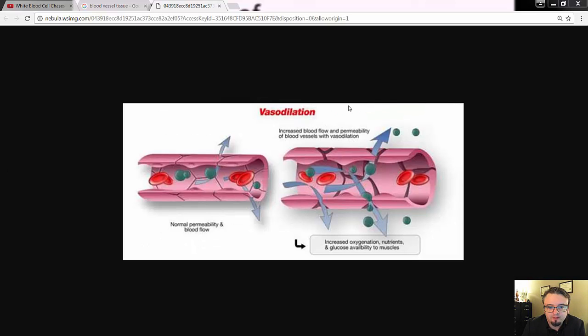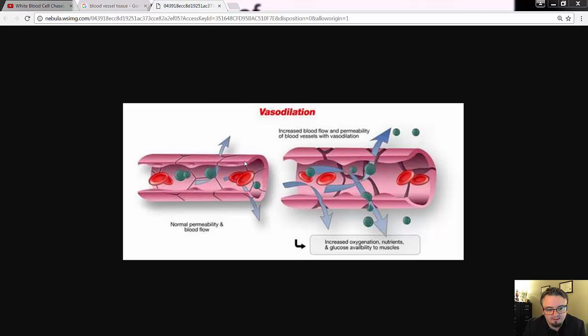So here's a figure off the web showing what this might look like. Under normal circumstances, the cells that make up the blood vessels are relatively tight, and they form a relatively watertight seal. But the vessels themselves are not exactly like a hose. They're not watertight. They do have an ability to leak, and that ability to leak can be exacerbated during vasodilation. So it looks like this.